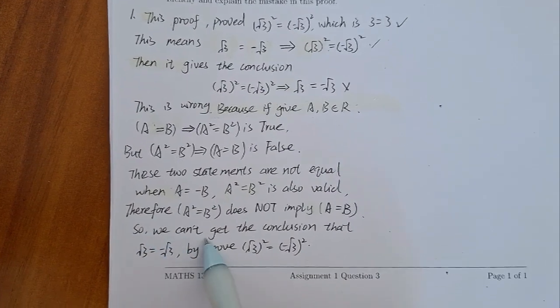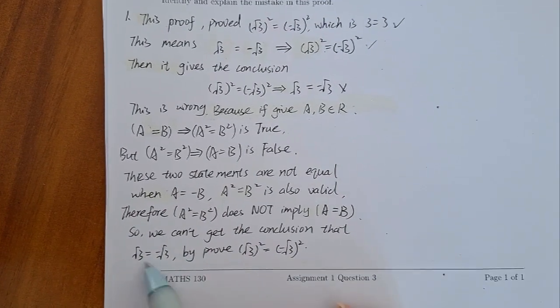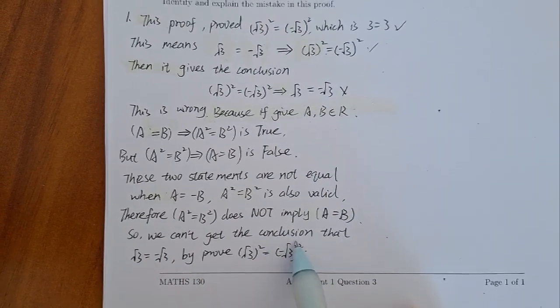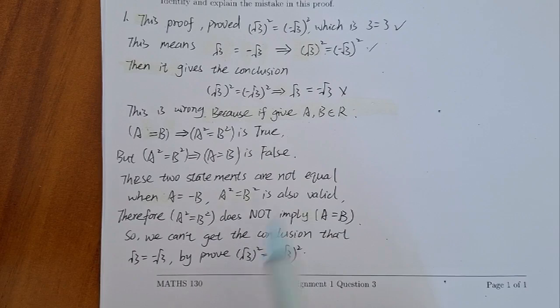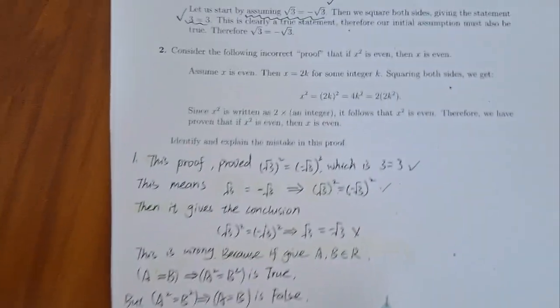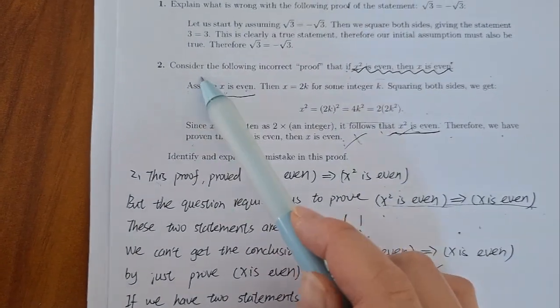Therefore, we can't get the conclusion that square root 3 equals negative square root 3 by proving their squares are equal. This is wrong. So that's why the first question is incorrect. Let's see the second question.